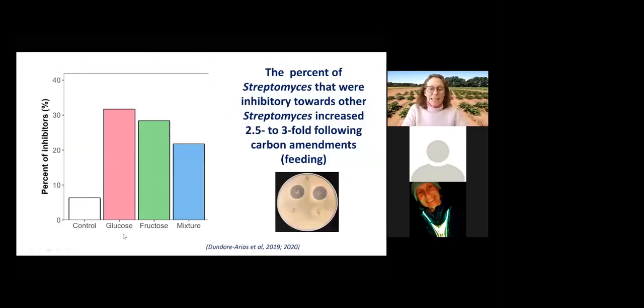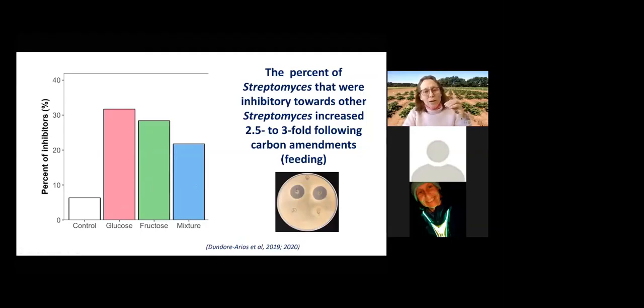And to show what we did here, at the end of the experiment where we fed these communities over time, we then randomly collected 100 streptomyces from the different treatments. And on the y-axis, we have the percent of those streptomyces that were pathogen inhibitory. The control, we only gave the soil water every other week. When we fed the populations glucose, fructose, or the mixture of nutrients, we found statistically significant increases. As a matter of fact, up to 3-fold bumps in the frequency of pathogen inhibitors in that community.